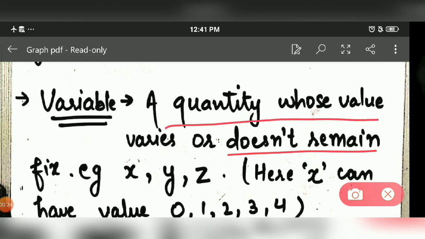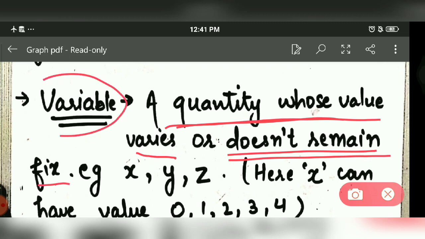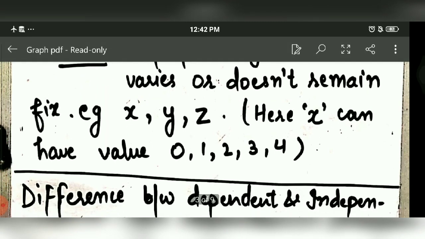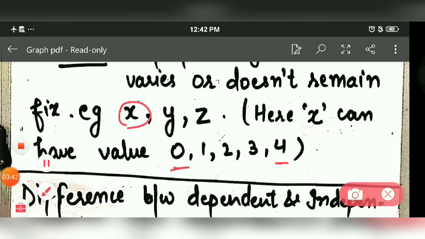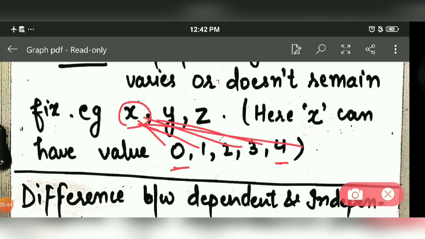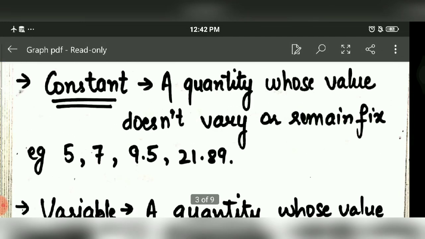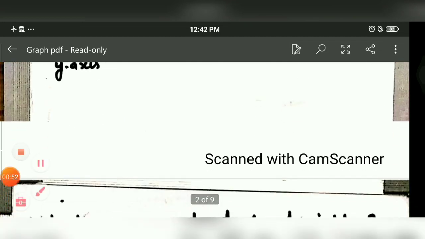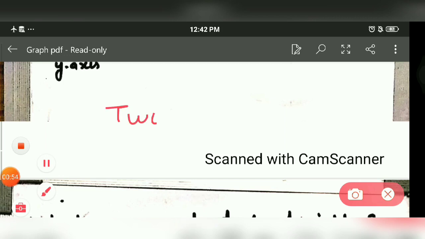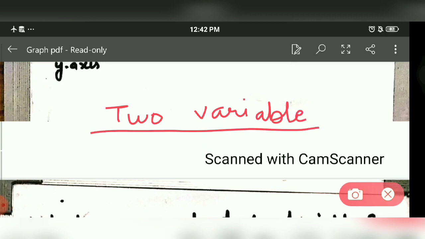The quantities whose values vary and don't remain fixed are called variables. And variables are usually represented by symbols x, y, and z. If we say x is a variable, the value of x can vary from 0 to 4. So x can have any value between 0, 1, 2, 3, 4, and so on, depending upon the condition. So this is the variable. So in a graph, we have to take two variables for which we have to plot a diagram between two axes.